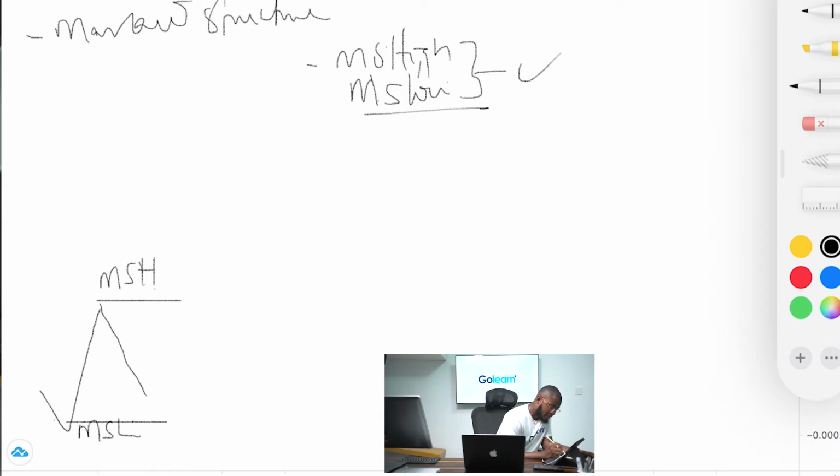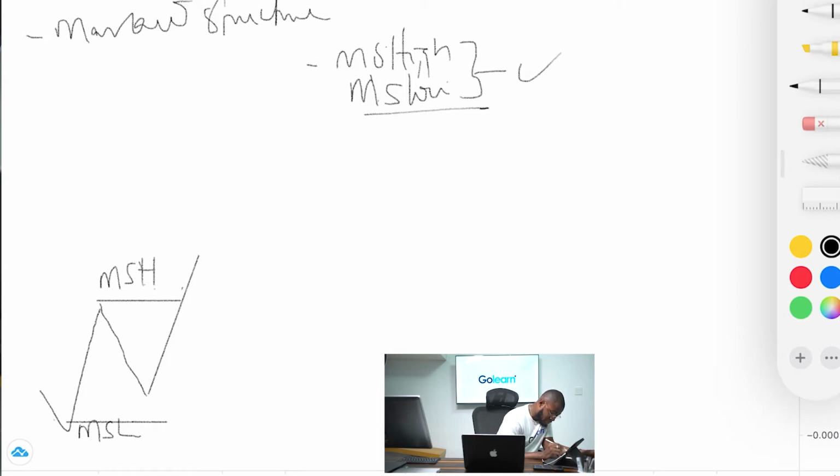Now, if the market breaks the market structure high, it is a bullish market. If the market breaks the market structure low, it is a bearish market. So when the market does this, this is a signal that this market is going up, right?